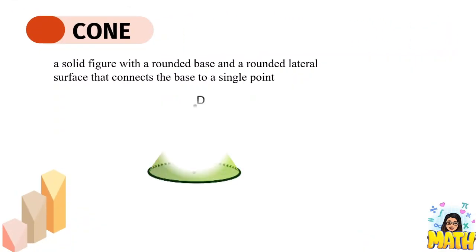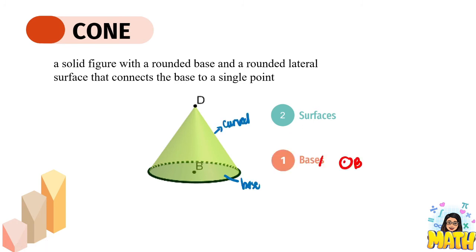Next, we have a cone. It is a solid figure with a rounded base and a rounded lateral surface that connects the base to a single point. So dito, yung dalawang surfaces natin, one for the base and another one for this curved surface. Sa cone naman, isa lang yung base natin, which is circle B. At yung isang face ay not truly triangle, but it is just a curved surface. Kapag ganito ang figure, we call it a cone.